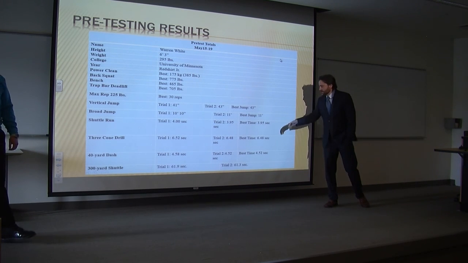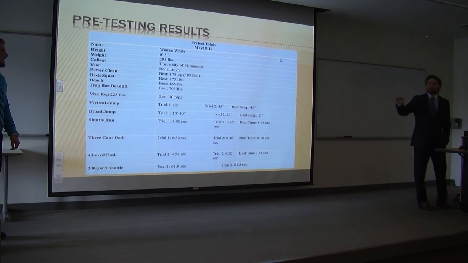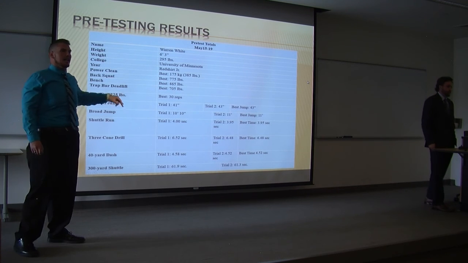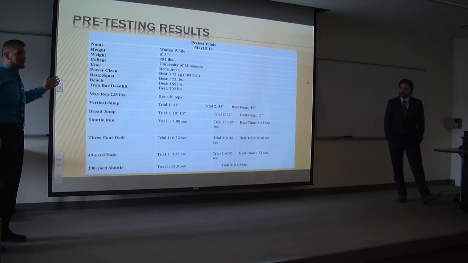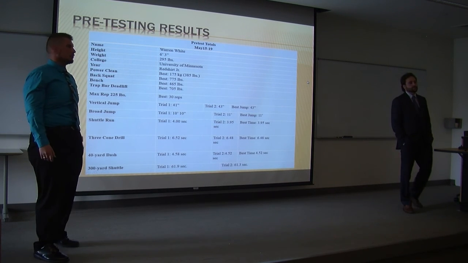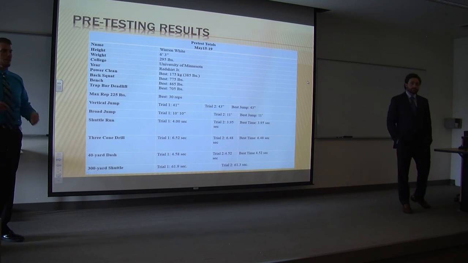We wanted to. So then like 6.48 for the 3-cone drill, just some examples of what we would do for pre-testing and post-testing. And at the end of this, we fill out the same chart, and if he PRs, which is personal record, we'd also put PR where it says best or best time. But this is just another simple chart to fill out results and make sure that we can show what we're measuring.